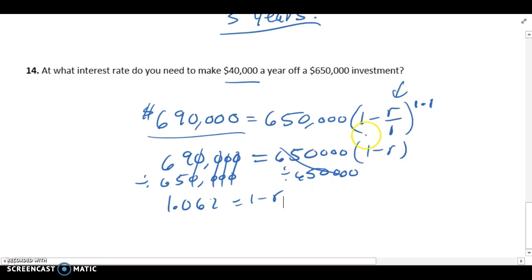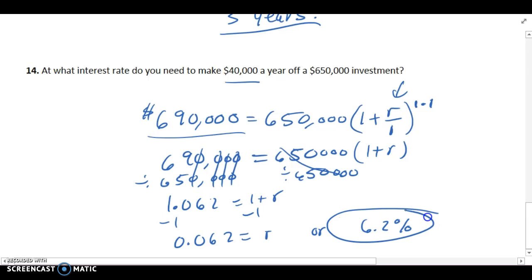Oh, this is supposed to be plus. Sorry, these are all pluses. That's depreciation. It'll never be that amount because of the rate. Yeah, it needs to be positive because we're growing. Now we're going to subtract 1. So we get 0.062 is equal to r, or 6.2%.